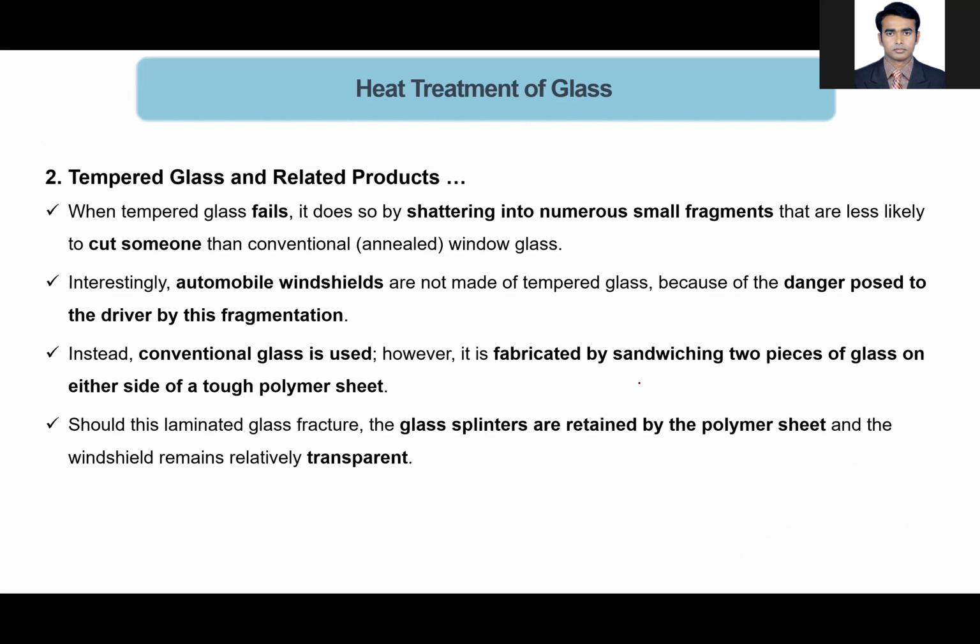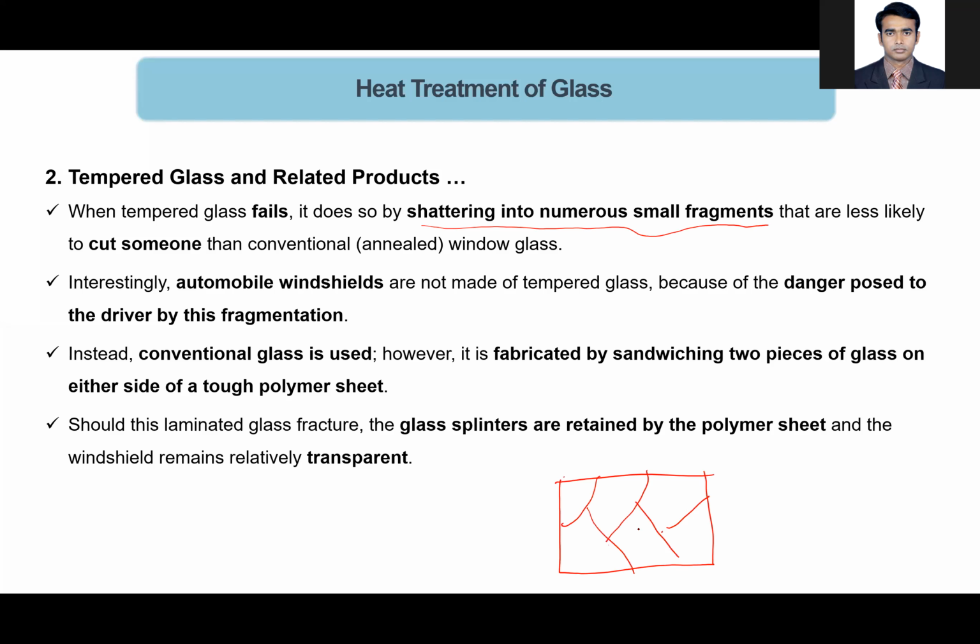And tempered glass and related products. When tempered glass fails, it does so by shattering into numerous small fragments. If you break ordinary glass, it doesn't become very small fragments. It becomes like chunks of glass. For example, if you have a piece of glass that is not tempered, it will break like this.